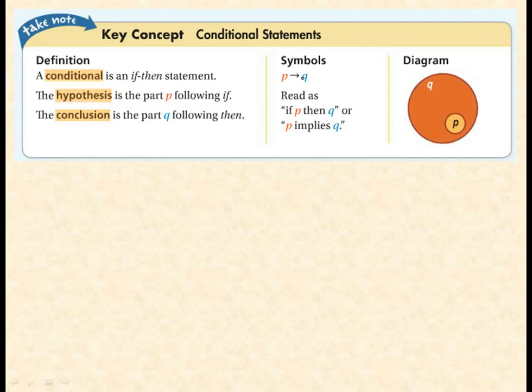And then if you wanted to draw a Venn diagram type thing, this would be interpreted as if something is P, then it's definitely already inside Q. So if something's P, then it's already Q. P implies Q. If P, then Q.